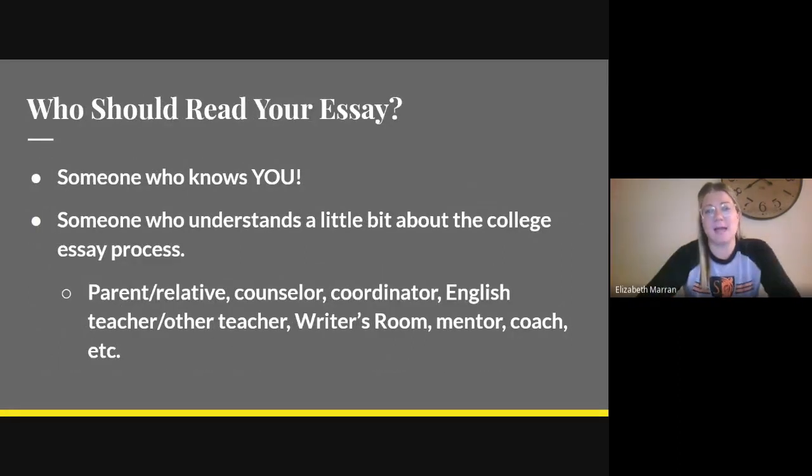As I'll talk about in this slide, who should be reading your essay, we really want to keep that feedback to a minimum. Someone who knows you very well should be editing your essay. Too many eyes on the essay. When people edit an essay, the goal is to mark it up with a red pen, right? And we want the essay to be authentic and in your voice as the student, right? So someone who knows what your voice sounds like, who isn't going to take out those unique things about you or maybe a joke here or there. Someone who understands a little bit about the college essay process.